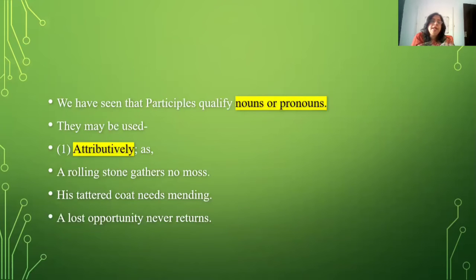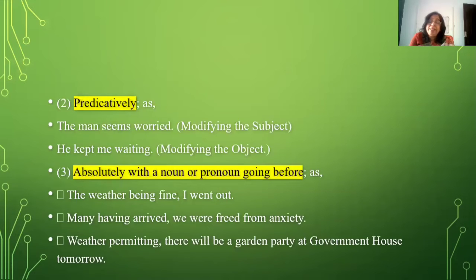We have seen that the participles qualify nouns or pronouns. They may be used attributively, as in: a rolling stone gathers no moss. His tattered coat needs mending. A lost opportunity never returns. Predicatively, how is it used? The man seems worried. So here, it modifies the subject, man. He kept me waiting, modifying the object.